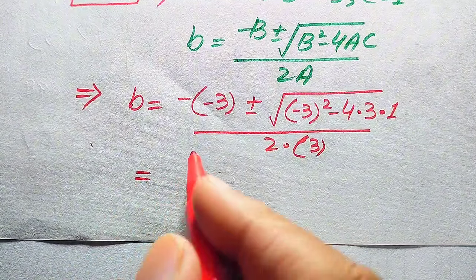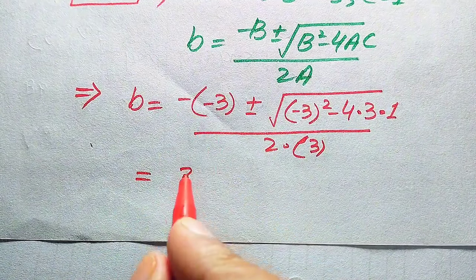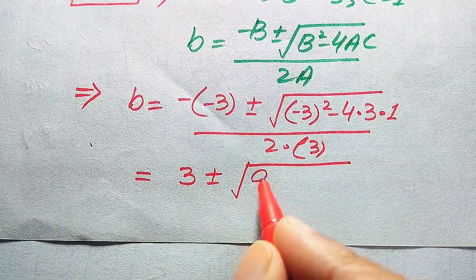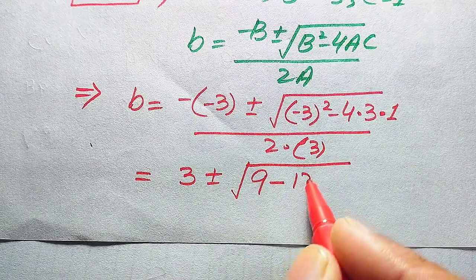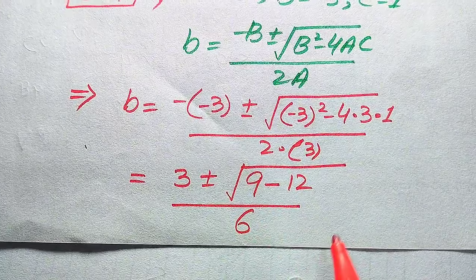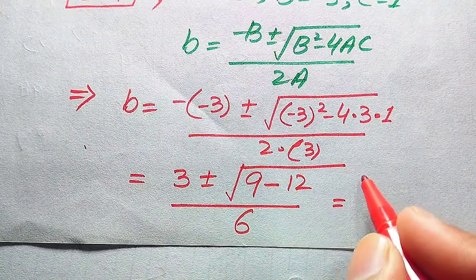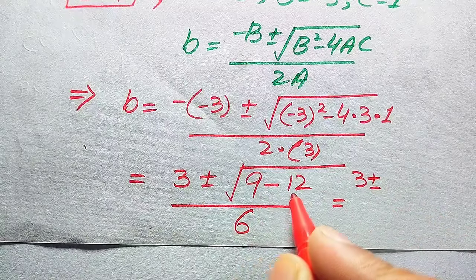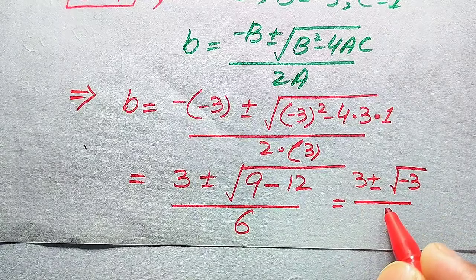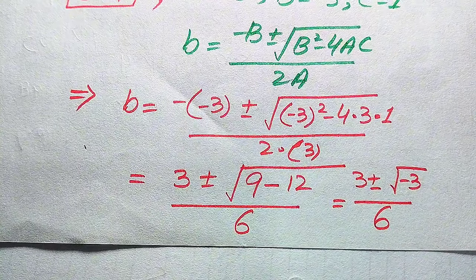So further we need more simplification, and it becomes minus times minus becomes plus 3, and plus minus square root of minus 3 squared becomes 9, and 4 times 3 becomes 12, and it is divided by 2 times 3, which equals 6. So here we rewrite this expression as 3 plus minus square root of 9 minus 12, which becomes minus square root of 3, and it is divided by 6.